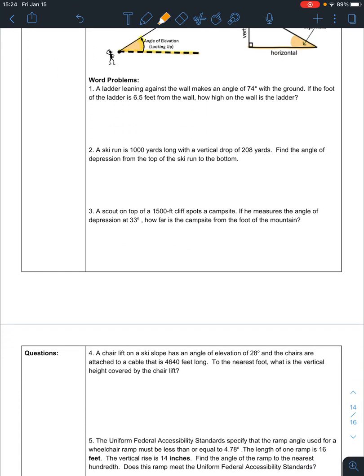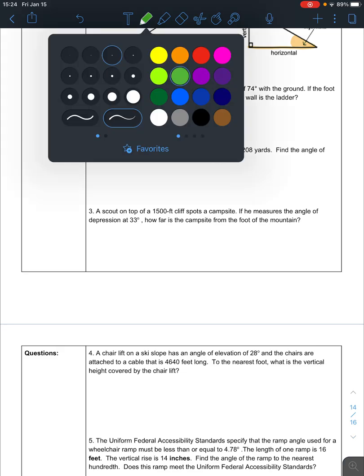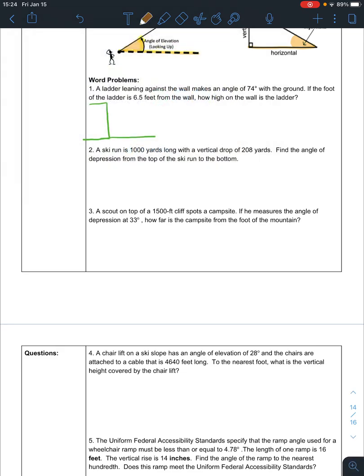So let's take a look at some of this. A ladder leaning against the wall makes an angle of 74 degrees with the ground. If the foot of the ladder is 6.5 feet from the wall, how high on the wall is the ladder? The first thing you have to do is draw a picture. So we have a wall and we have the ground, and you can imagine standing to the side and you can see the ladder leaning against the wall. So you should be able to envision that right triangle right there.